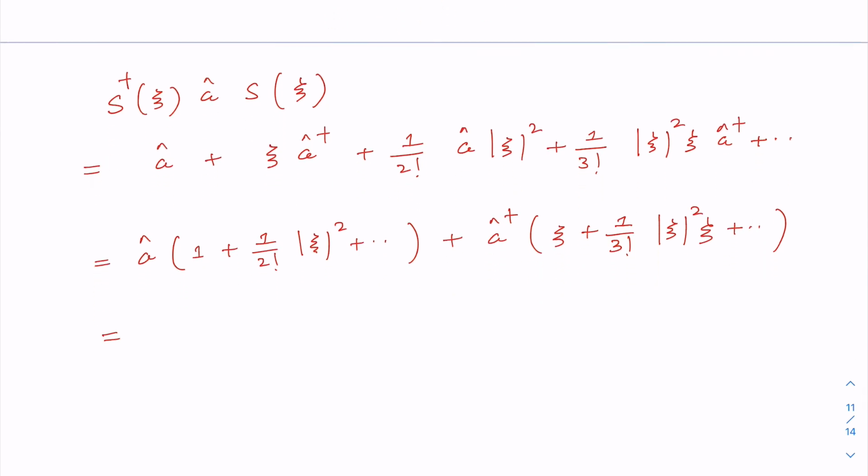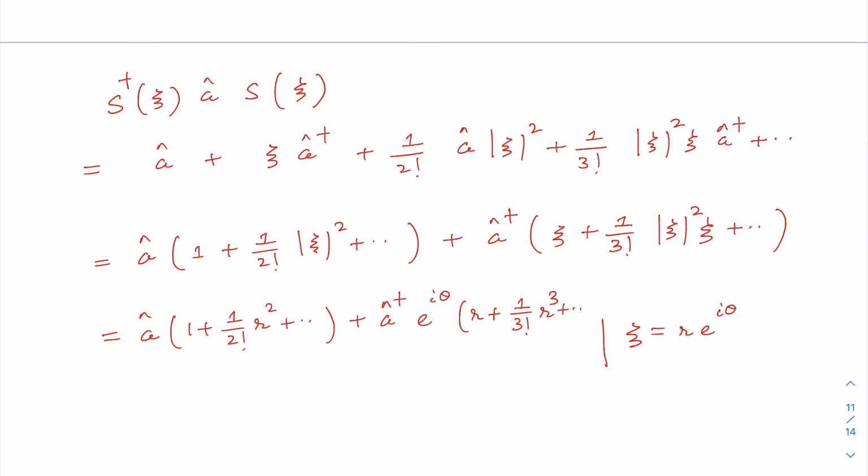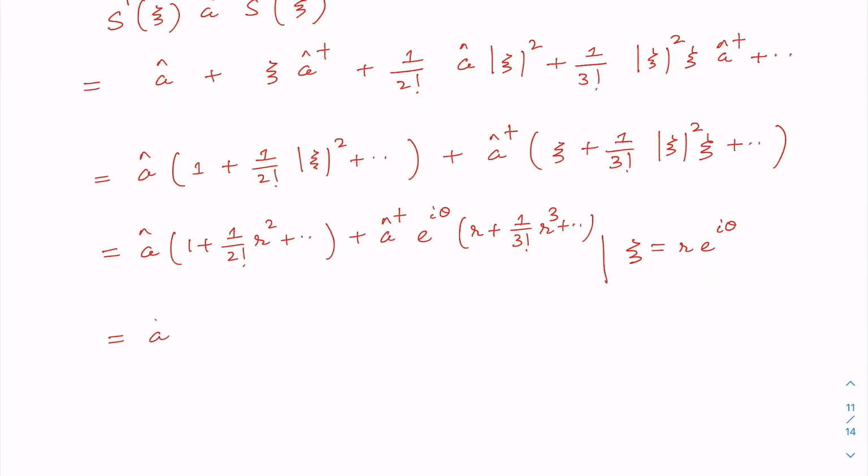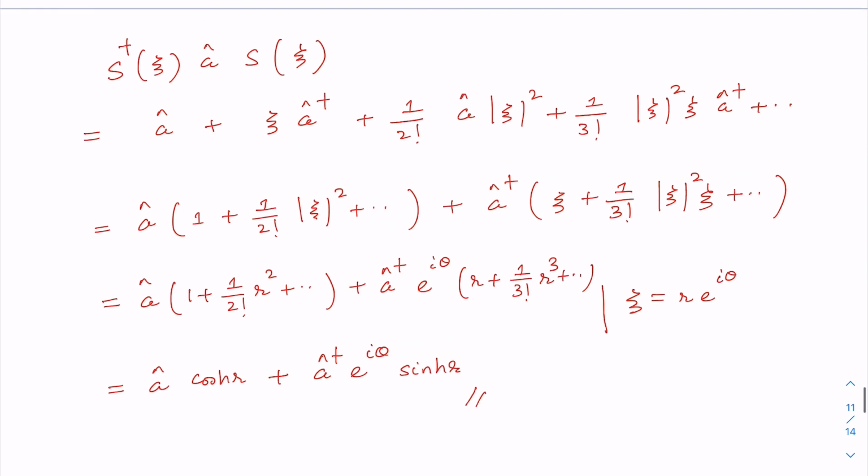So I know that ξ is a complex quantity, ξ is equal to r e to the power i theta, so mod ξ is equal to r. Therefore I can write a times 1 plus 1 by 2 factorial r square and so on, and here I'll have a dagger e to the power i theta times r plus 1 by 3 factorial r cube and so on. So you can immediately recognize that here I have cos hyperbolic r, and here I have a dagger e to the power i theta sine hyperbolic r. So hence we have proved the relation.